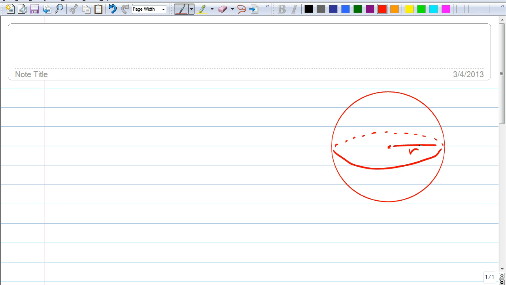Okay, now we're going to find the surface area of the sphere. To find the surface area of a sphere, it's interesting to look at the circle that's right in the middle of this sphere. Do you see that circle right in the middle of the sphere? What is the area of that circle? Pi r squared. Pi r squared, correct?